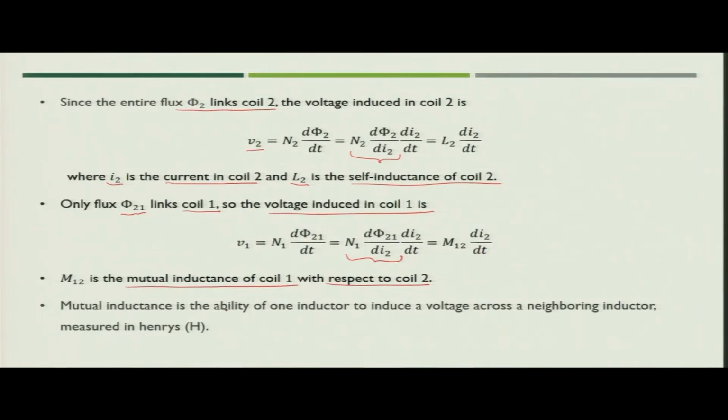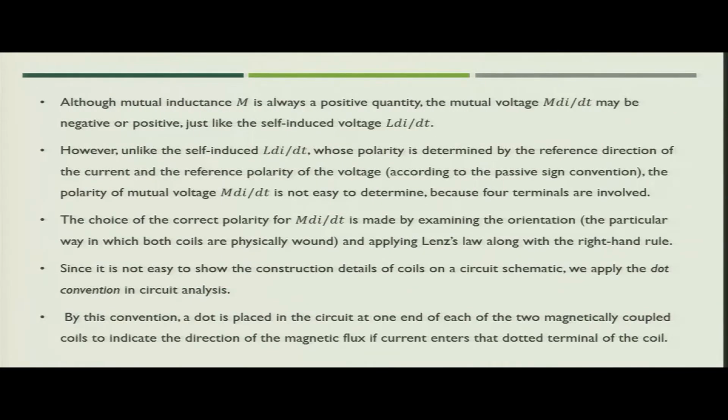Now, mutual inductance is the ability of one inductor to induce voltage across a neighboring inductor. It is measured in Henrys, or in short, capital H. Although the mutual inductance M is always a positive quantity, the mutual voltage, represented as M di by dt, may be negative or positive.